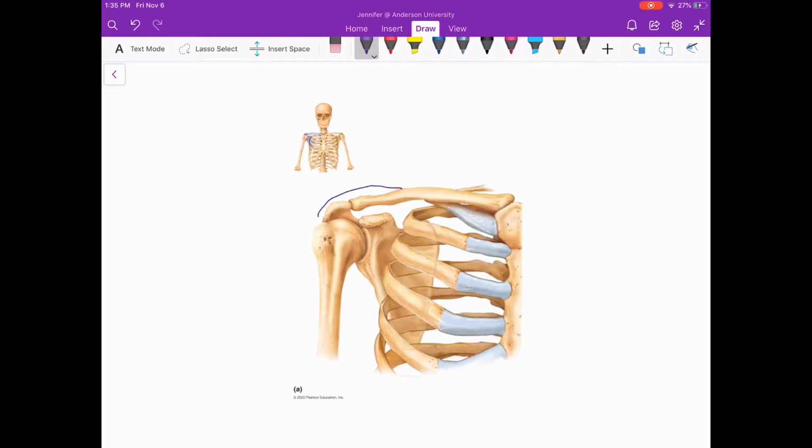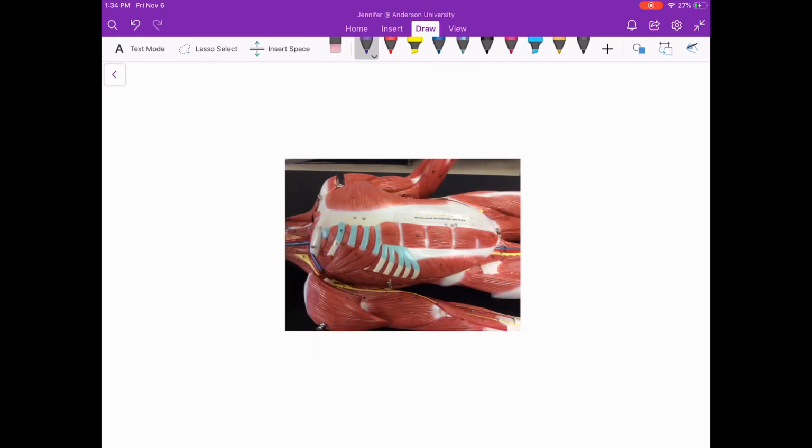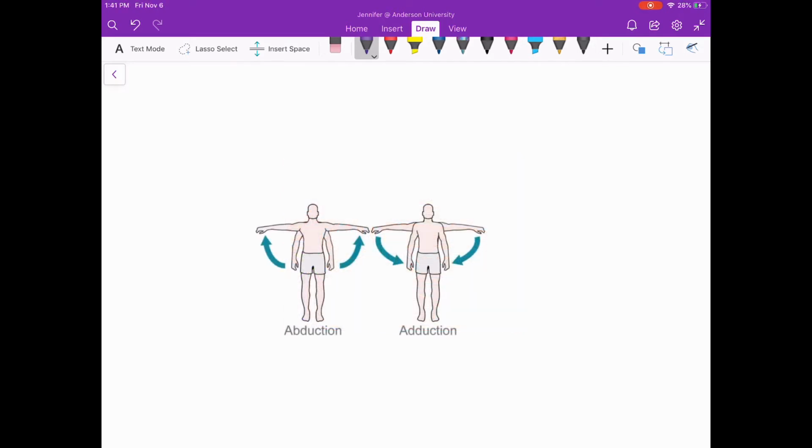And here we can see the clavicle as well as the acromion and spine of the scapula and the humerus also. On the model, another easy to identify muscle covering the whole shoulder area, we see the deltoid. This little diagram shows arm abduction, which is done by the deltoid as we just went over, and also arm adduction, which is done by the pectoralis major. Just demonstrated there with a little guy.